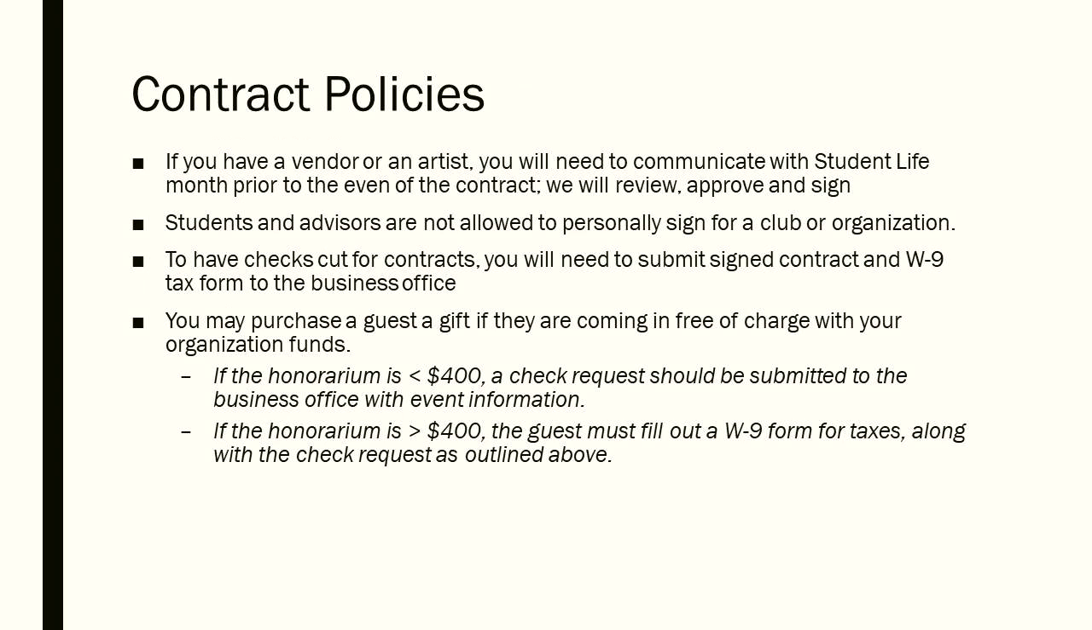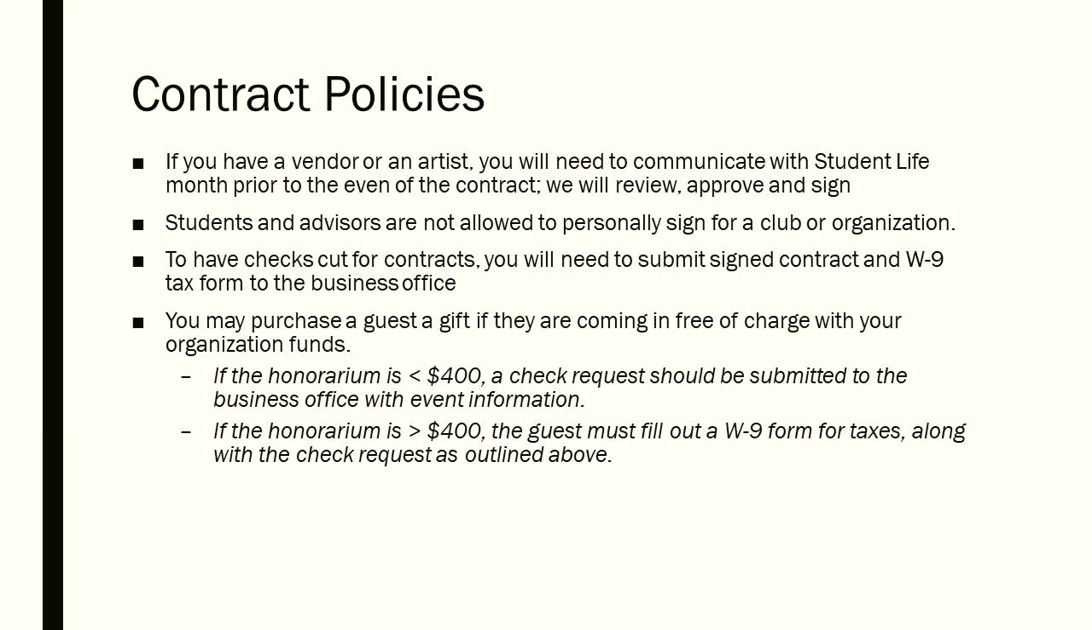Contract policies. If you want to have a vendor or artist for an online event or on-campus event, that contract needs to be submitted via the event form to Student Life to be reviewed at least a month prior, because there are different steps that we need to review, approve, and then sign. Again, students and advisors are never allowed to personally sign for a club and org. We want to have that signed by our office and not under your own personal responsibilities if something were to go wrong with that contract. Again, if you want to have the checks cut for the contract, you would need to submit the contract and a W-9 tax form to the business office.